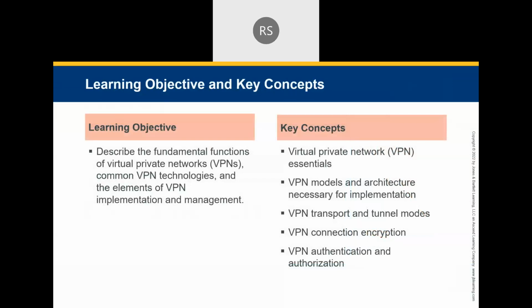Our key concepts in this chapter include the virtual private network essentials, VPN models and architecture necessary for implementation, VPN transport and tunnel modes, VPN connection encryption, and VPN authentication and authorization.